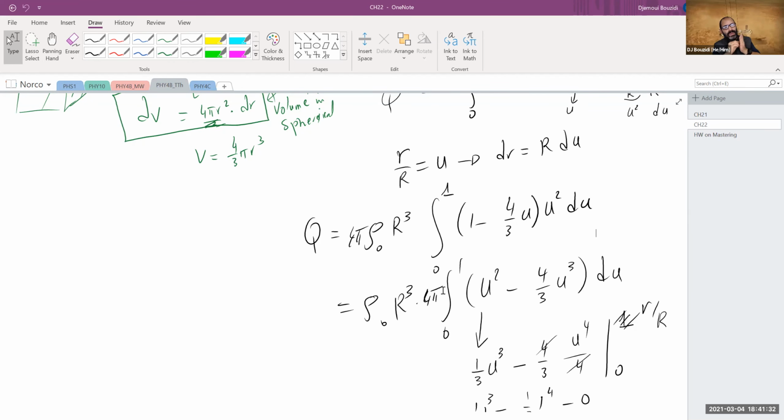R is a constant. Little r is a variable. It changes from 0 all the way to infinity, and as it crosses to half the radius of the sphere, to the radius of the sphere, to outside of the radius of the sphere.